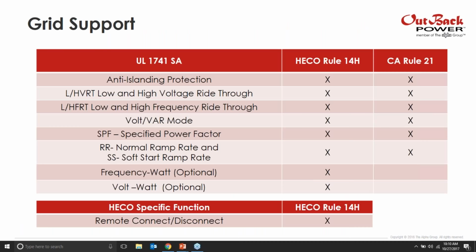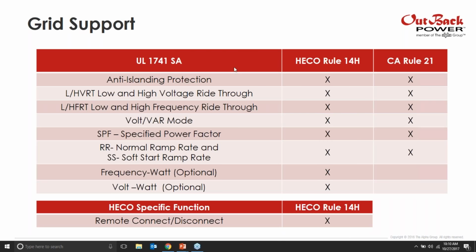All right, so not all grids are the same. So the settings that will be required will not be identical throughout the United States or throughout the world. Functions will be enabled or disabled, and the settings for the functions will be different for each region. So as you can see, HECO, which is Hawaii, requires 2 additional functions that California did not require. And that's because those grids are different. So Hawaii requires frequency watt and volt watt.